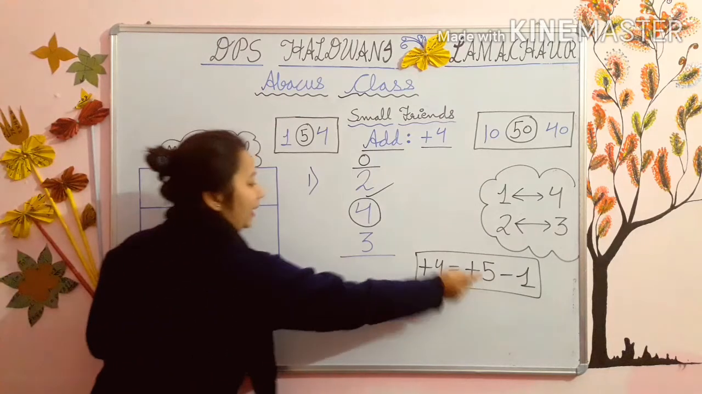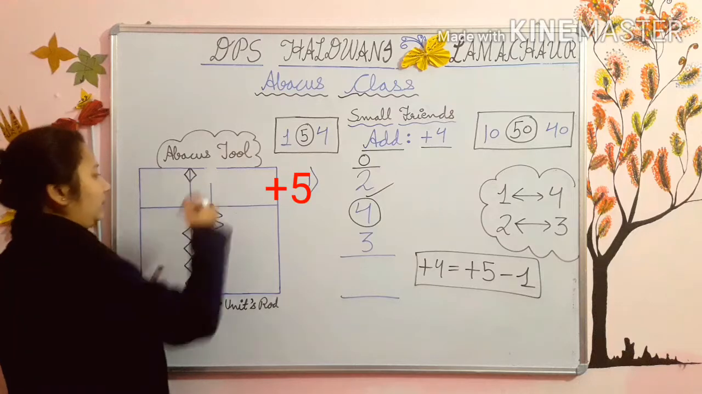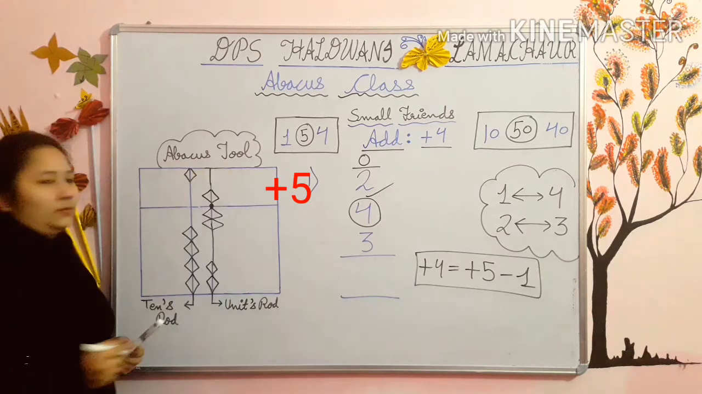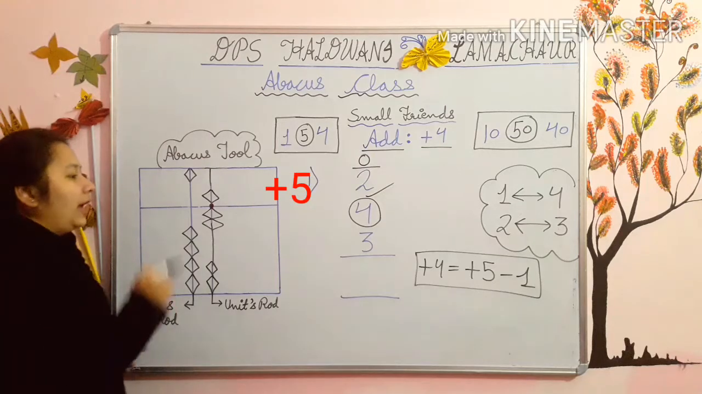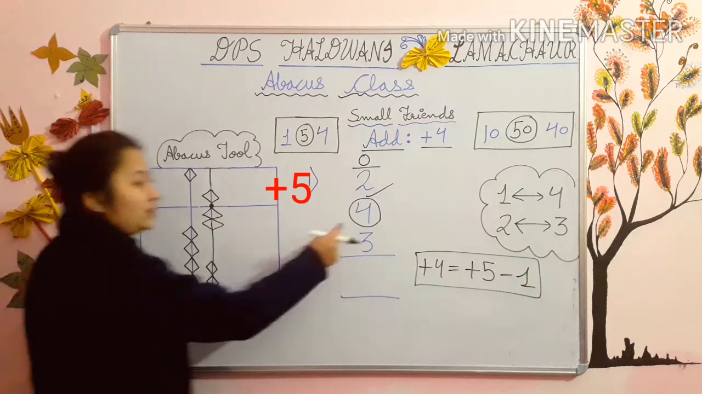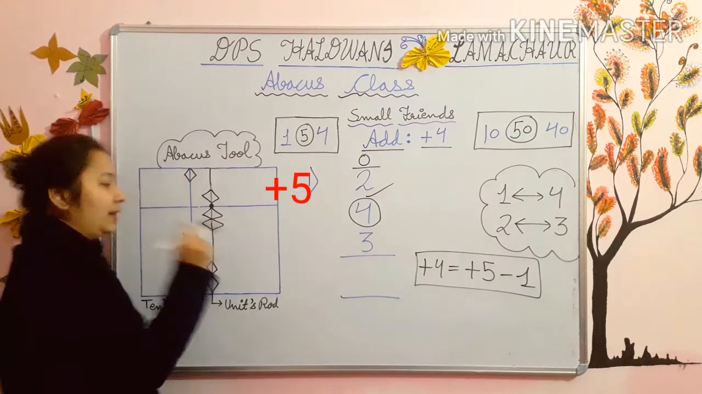So you have to add 4 and the bead is not there. So first of all add 5. Add it. Very good. And then subtract the friend. Now who is the friend of 4? See there, who is the friend of 4? 1. So subtract 1.